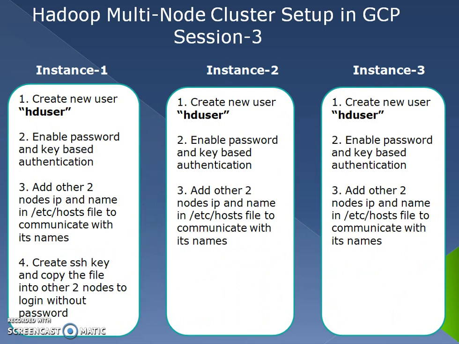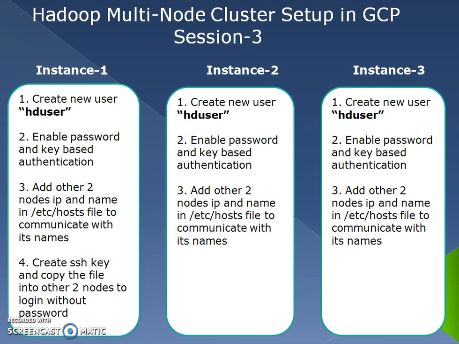In session 3, if you see the slide, there are 4 steps to do in instance 1 and the other 2 instances are going to have 3 steps to do. So the first step is to create a new user called hduser in all the 3 instances. Using this user, we are going to configure and run services in all the instances.